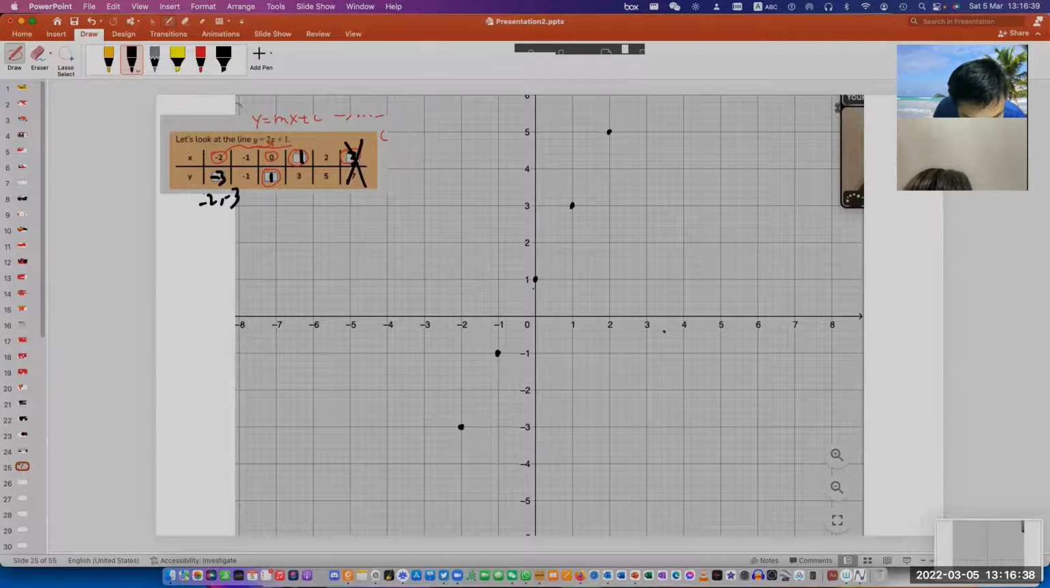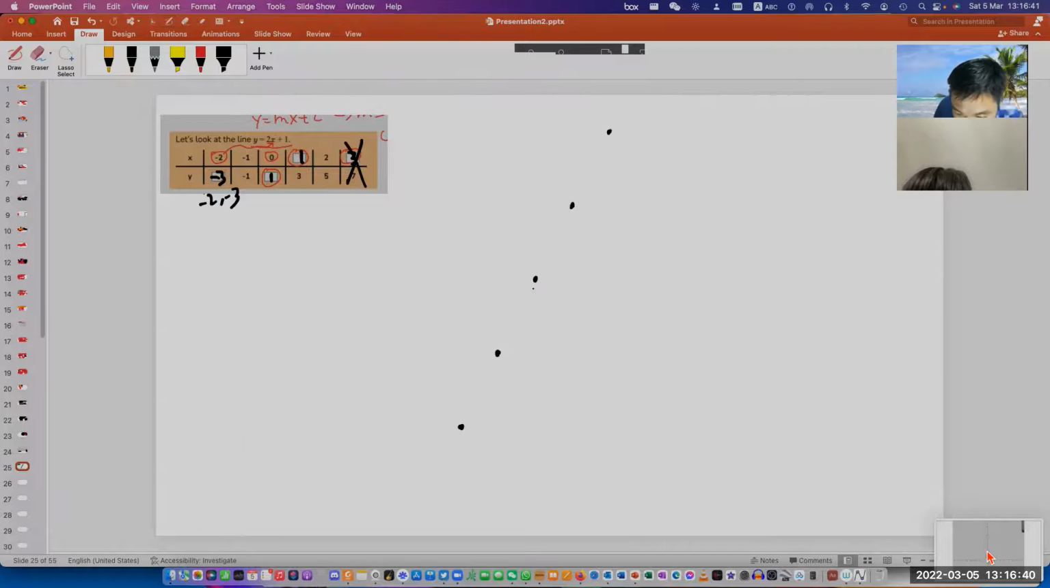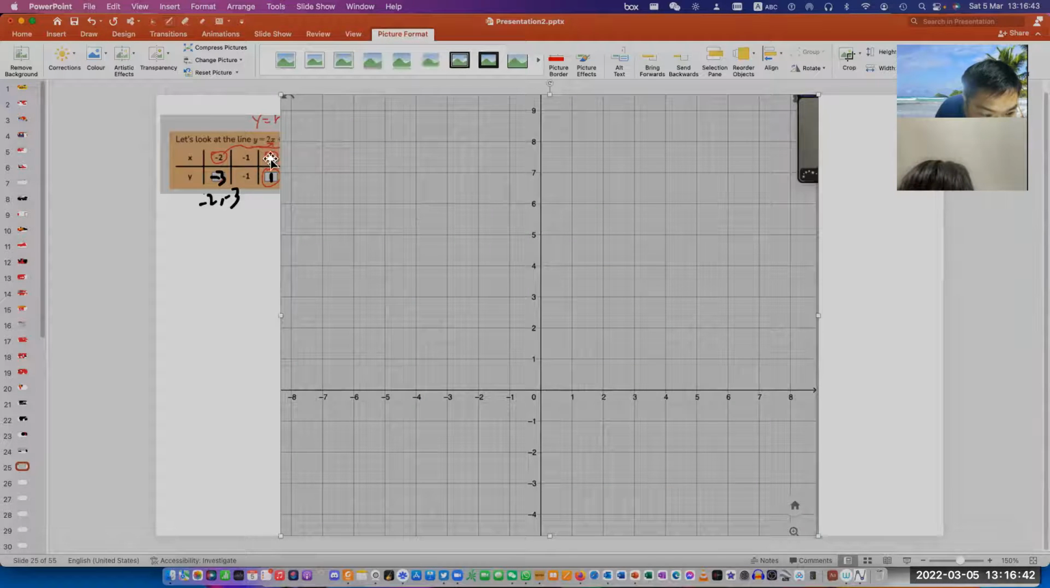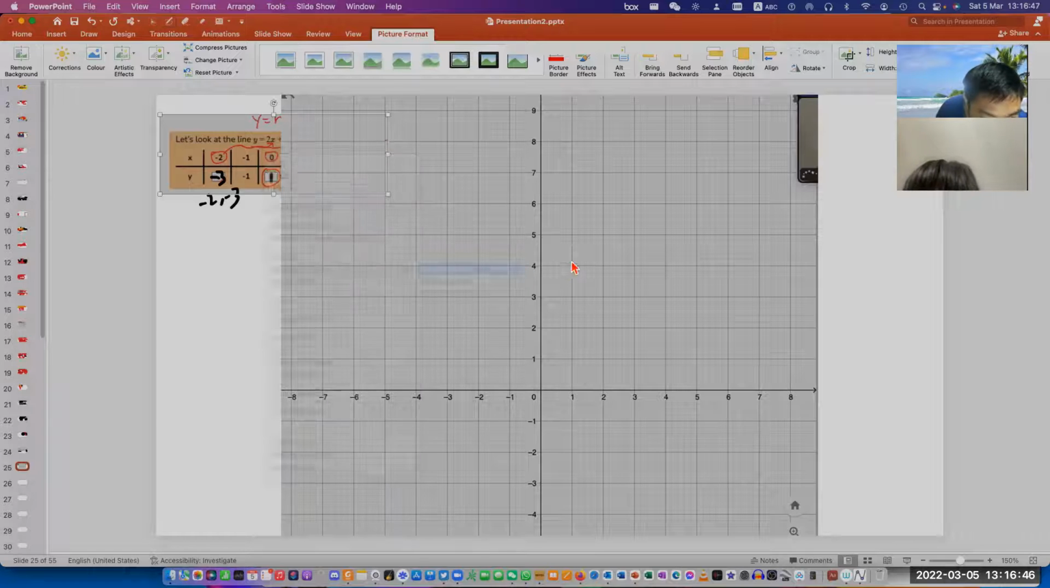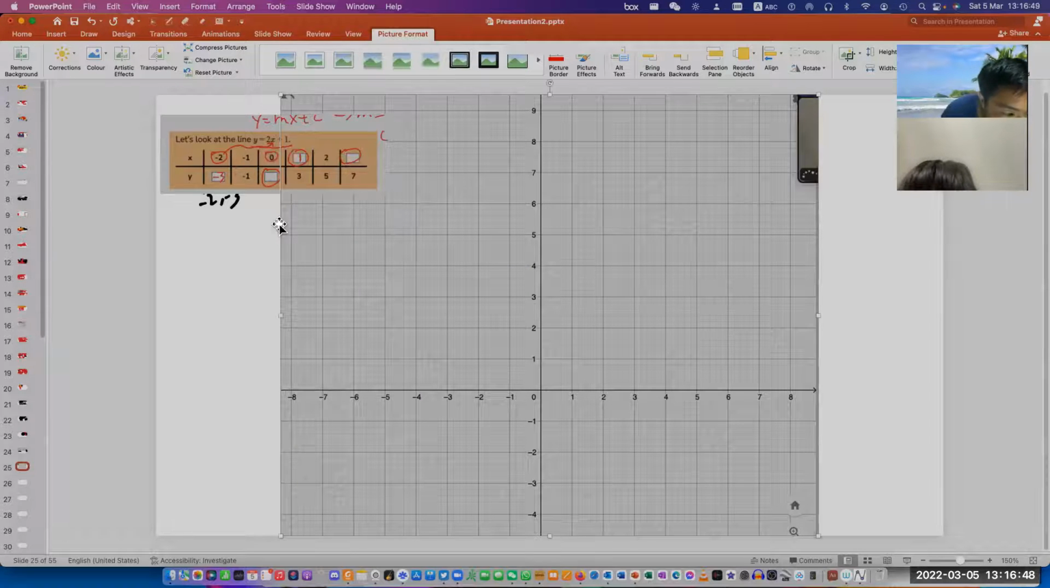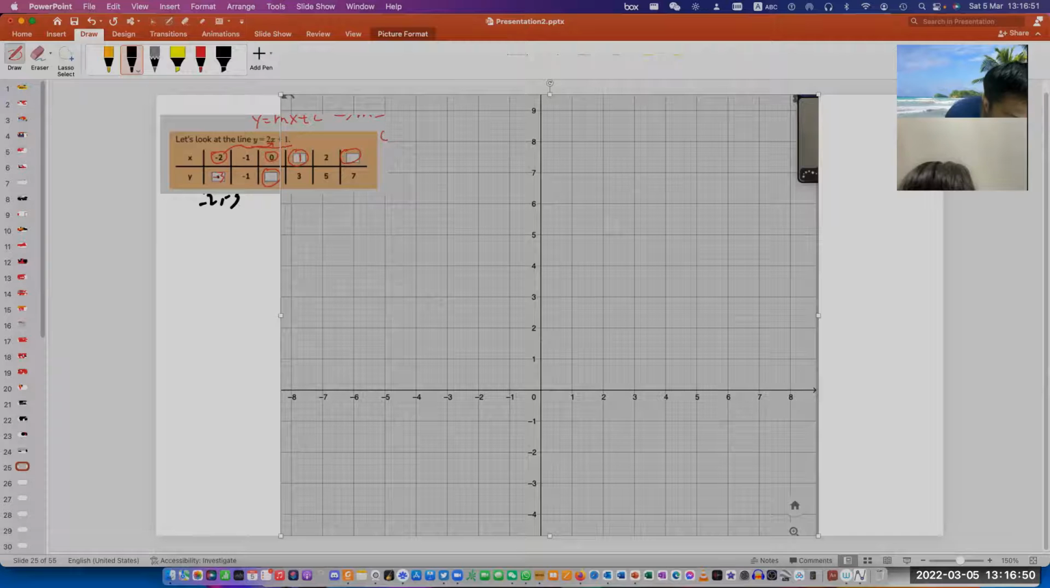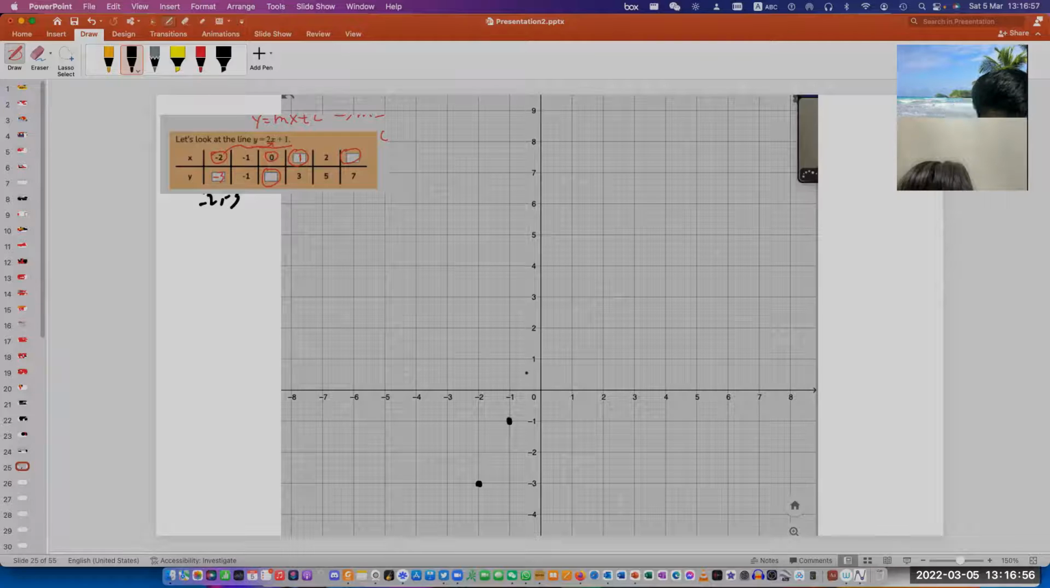If I'm not lazy, hopefully my student won't be lazy also. Okay, good, bring it to the front. I need to replot minus 2, minus 3, which is here. Minus 1 is here. 0 and 1. 1 and 3, 2 and 5, 3 and 7.